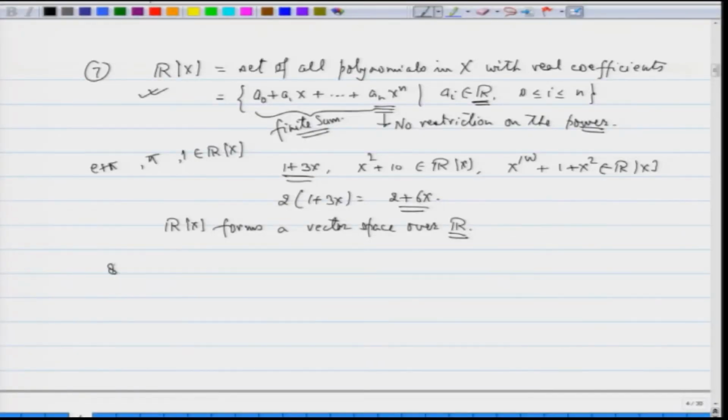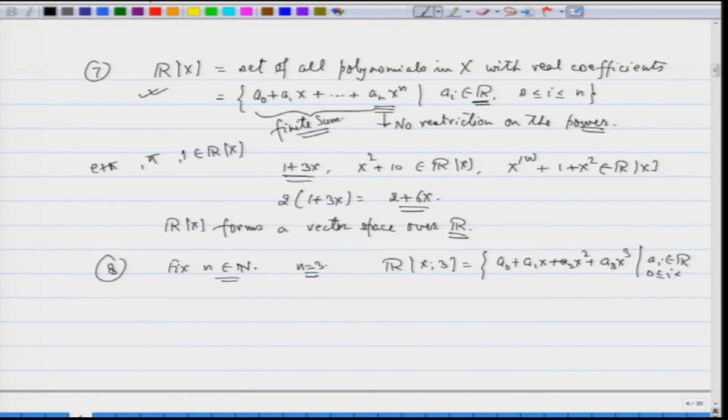Another example: fix n belonging to the natural numbers. For example, take n equal to 3. Then I talk of R[x] of, I do not know what my notation was in my notes, let me just look at it. Yes, this is the notation. So, this is a0 plus a1x plus a2x square plus a3x cube, where ai belongs to R, 0 less than or equal to i less than or equal to 3.